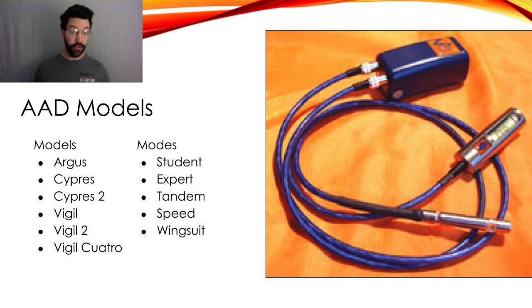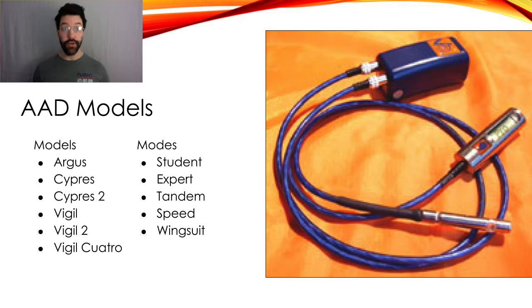For example, the student mode AAD is designed to deploy the reserve parachute if you have a malfunctioning main parachute. If the reserve deploys while your malfunctioning main parachute is still attached, there is a risk that the reserve can become entangled with the main parachute. The idea is that if you already have a malfunctioning main parachute, it's better to get as much material out there as possible to slow you down.